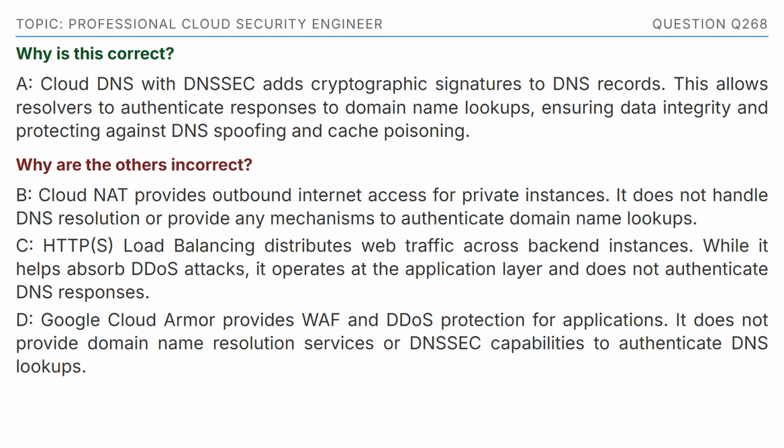Why are the others incorrect? B. Cloud NAT provides outbound internet access for private instances. It does not handle DNS resolution or provide any mechanisms to authenticate domain name lookups. C. HTTPS load balancing distributes web traffic across backend instances. While it helps absorb DDoS attacks, it operates at the application layer and does not authenticate DNS responses. D. Google Cloud Armor provides WAF and DDoS protection for applications. It does not provide domain name resolution services or DNSSEC capabilities to authenticate DNS lookups.